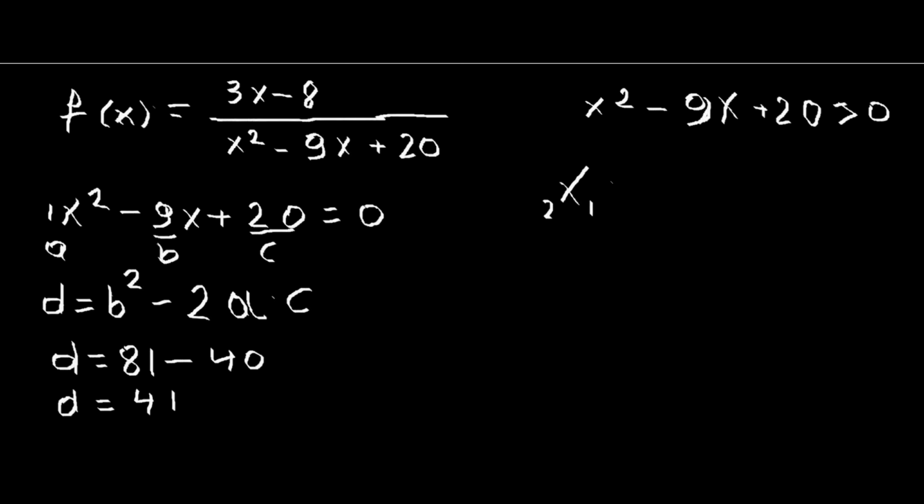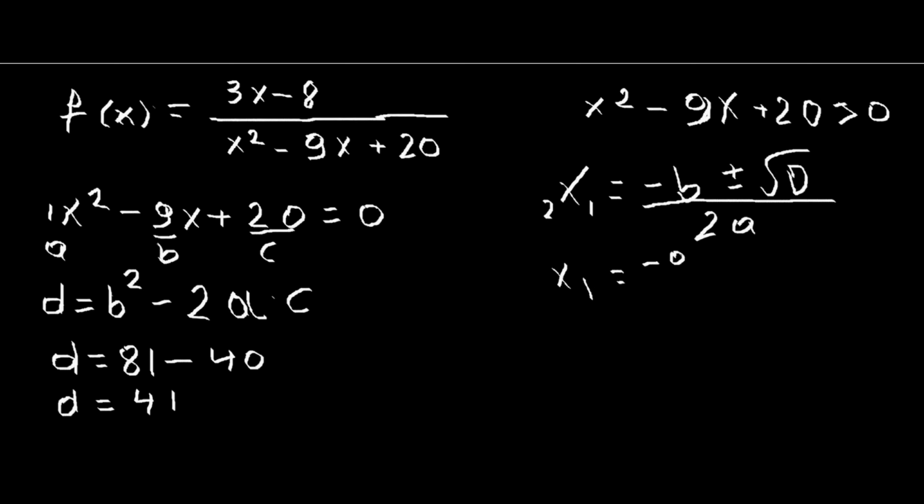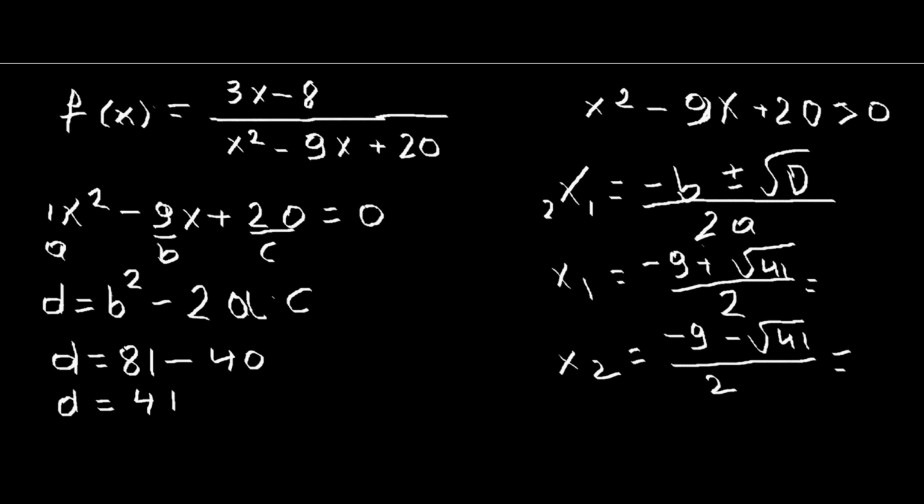If the discriminant is greater than 0, we know we have two roots. The formula is x1,2 equal to minus b plus or minus the square root of the discriminant, divided by 2a. So x1 is equal to minus 9 plus the square root of the discriminant divided by 2. x2 is equal to minus 9 minus the square root of the discriminant divided by 2. To find those values, we need to use a calculator.